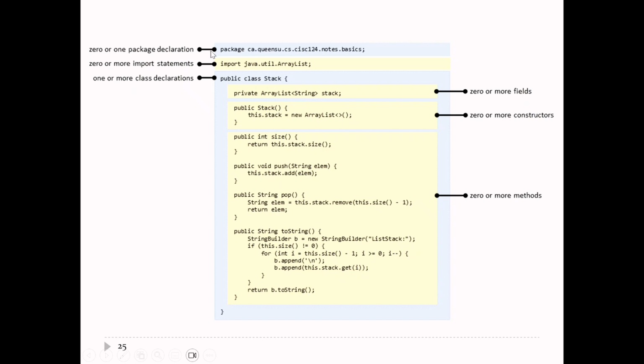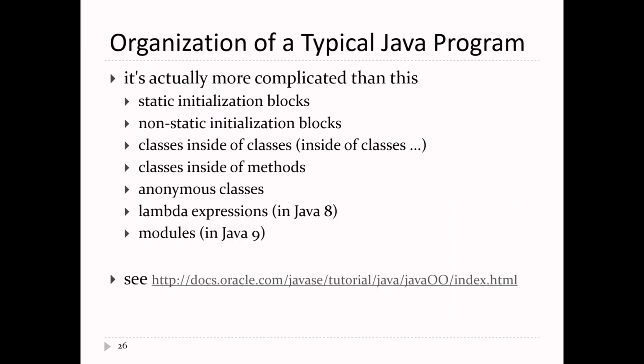So at the top, you've got a package declaration. That's followed by 0 or more import statements. Then that's typically followed by your class. And inside your class, there are fields, constructors, and methods. And so that's what a typical Java class looks like. And it's actually much more complicated than this, but we don't have time to talk about all this extra stuff.